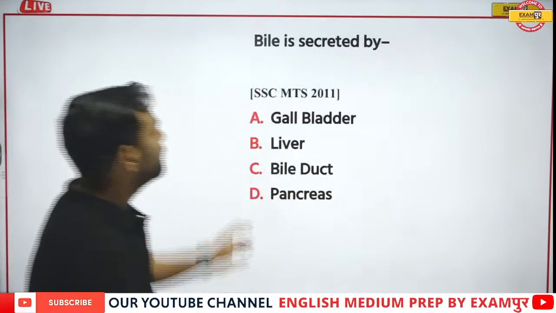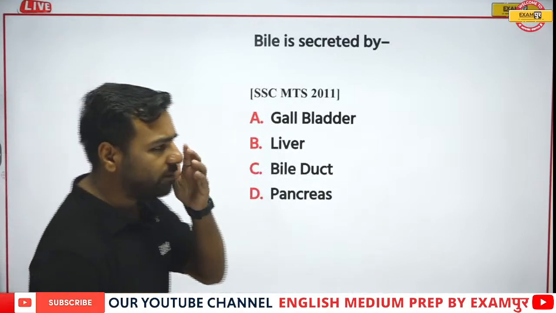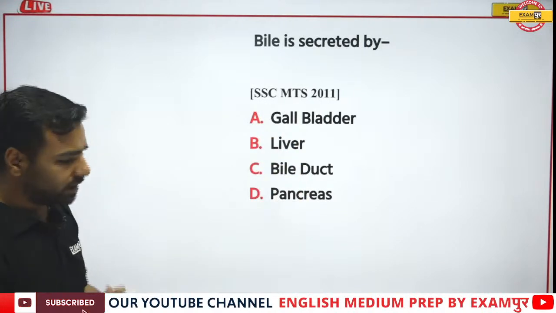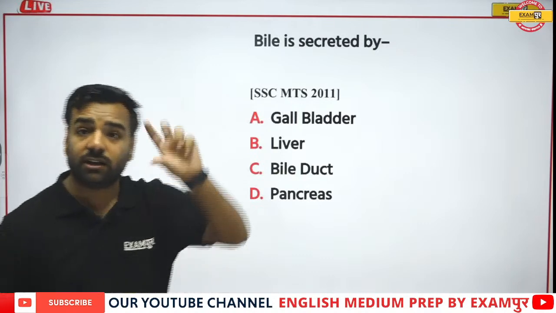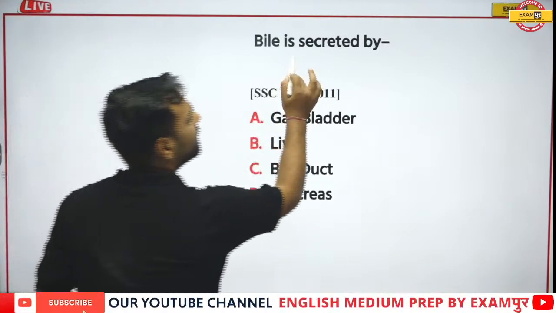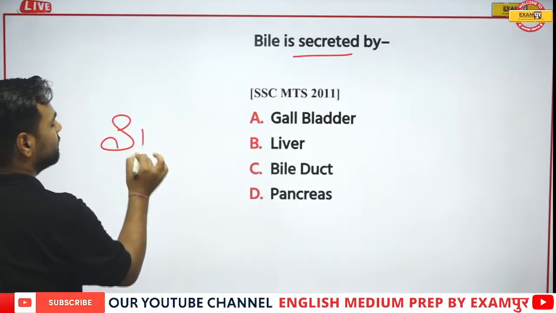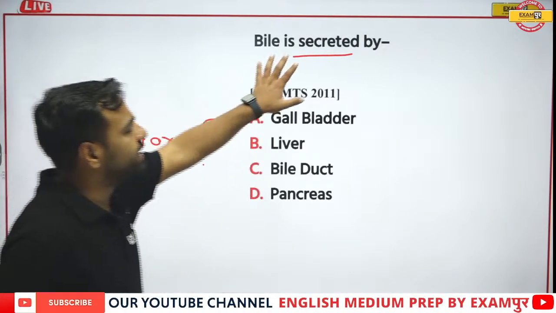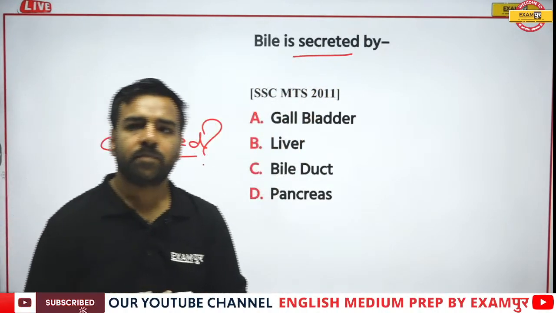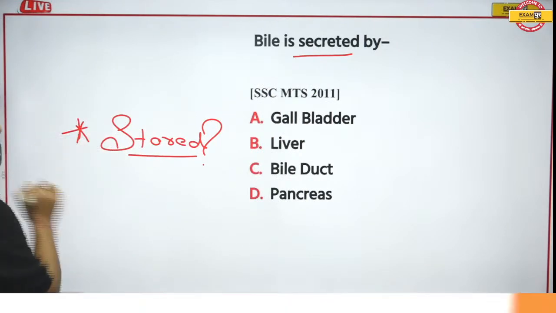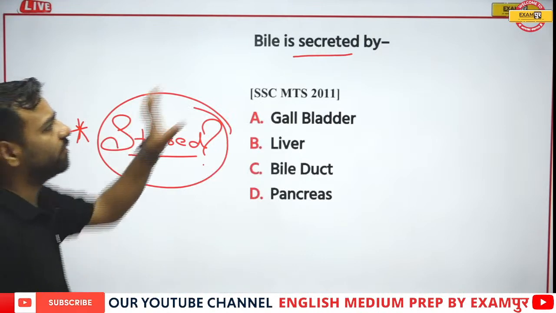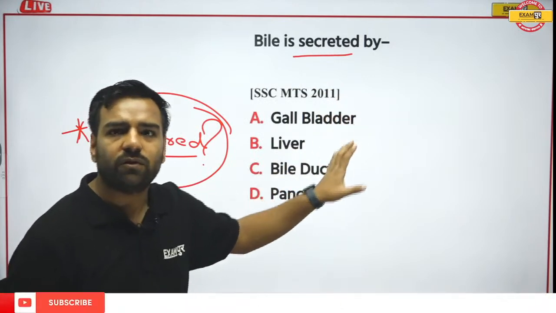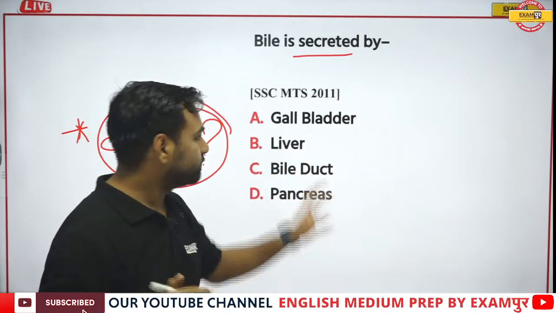Next, bile is secreted by what? Now this question is from MTS 2011. Let's see who gives this answer. Is it gallbladder, liver, bile duct or pancreas? There is a reason for putting this question, because there are two different questions. One question is where it is secreted, and another one is where it is stored. So let's see who is going to give this answer first. This question is important. When it is asked in an examination, we take the stored part and this gets wrong. If I talk about secretion, please do not forget bile is actually secreted from what?